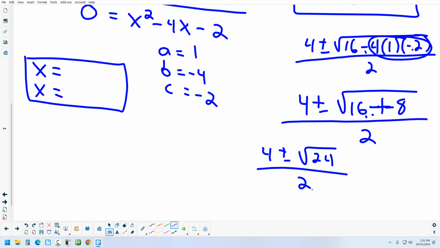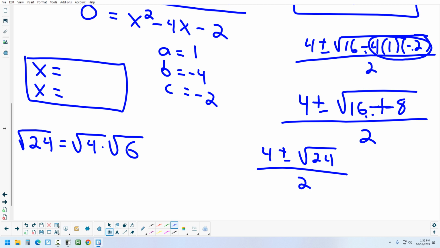24. And 24 can be simplified. What are two numbers you can multiply to get 24, where one of them is a number you can take a square root of? 6 and 4. Yes. You can break up 24 as 4 times 6. This part right here isn't algebra. This is more just arithmetic to simplify a square root. The algebra, we're done. We've got x by itself. We're just simplifying the answer as much as we can.